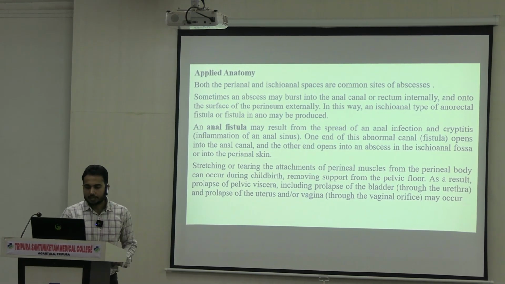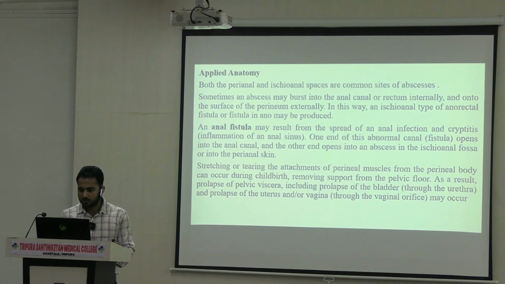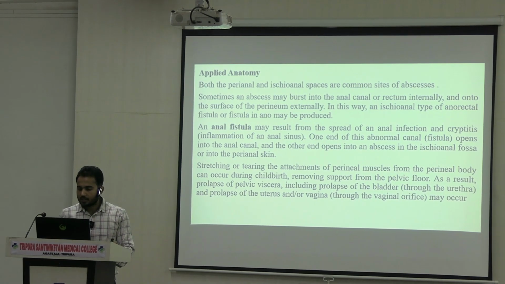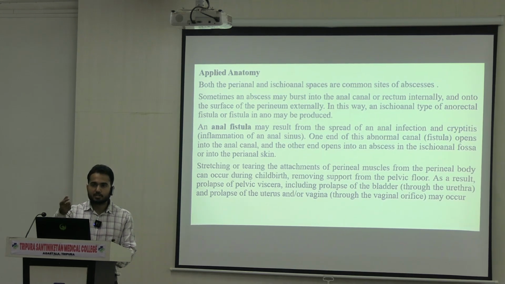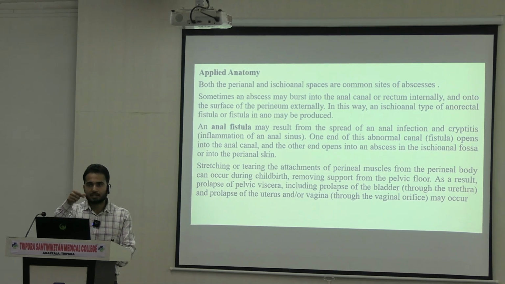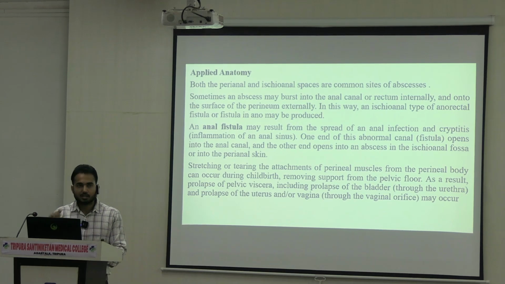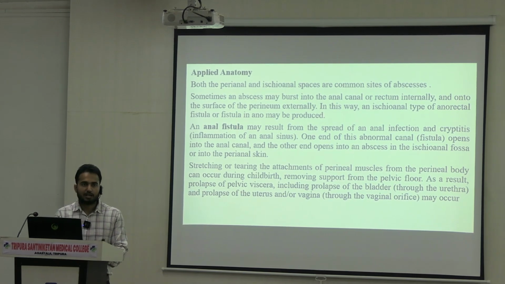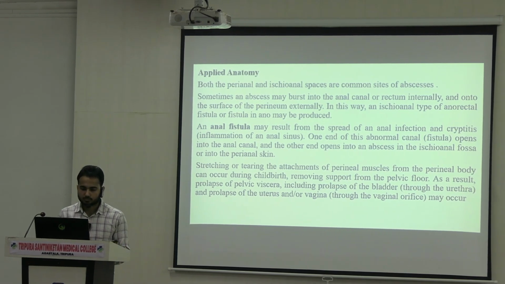Now, anal fistula results from the spread of an anal infection. One end of this abnormal canal opens into the anal canal and the other into the skin of the perineal region. So once the anal fistula is formed, one connection will be in the anal canal, and another connection will be in the skin of the perineal region. That is the abnormal connection formed after the bursting of the abscess. That is called the anal fistula.